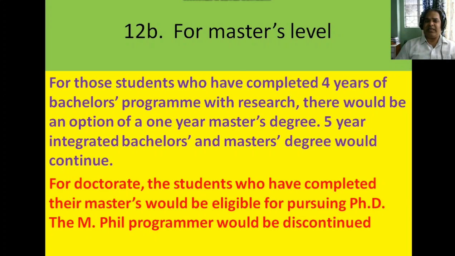Now, in the second level, you can see here, same point. For those students who have completed a 4 year bachelor's program with research, there would be an option of a 1 year master degree. That means a 5 year integrated bachelor and master. Within 5 years, the student can complete a bachelor degree as well as a master's degree. Suppose 3 years of bachelor degree, then 2 years of master degree. 4 years of bachelor degree, then 1 year of master degree. That means 4 plus 1, 5 years. So within this time, they will be graduated as well as get the master degree certificate.